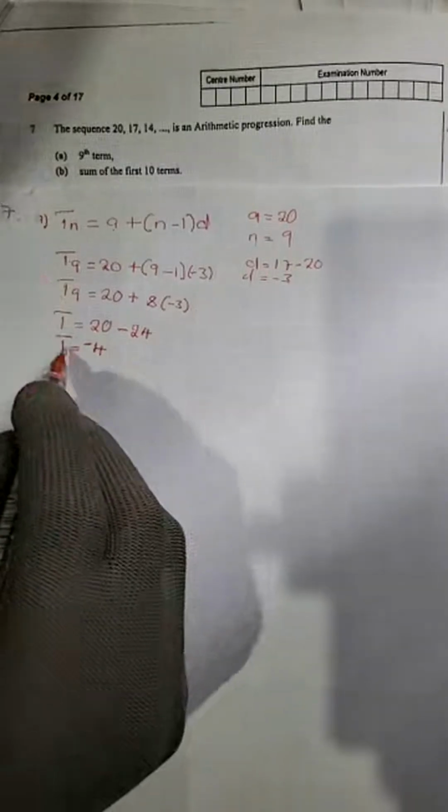Let's go to the second question. So we have found T9. Term number 9 is -4. So for B, we are asked to find the sum of the first 10 terms. How do you find the sum of the first 10 terms, or the sum of an AP?